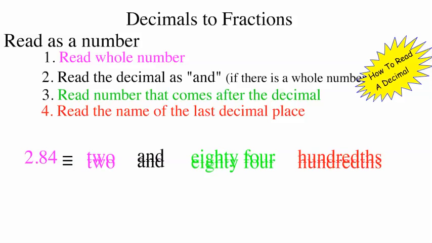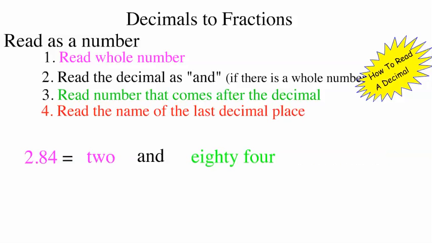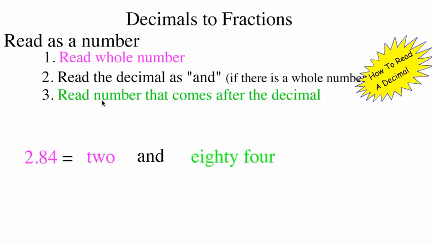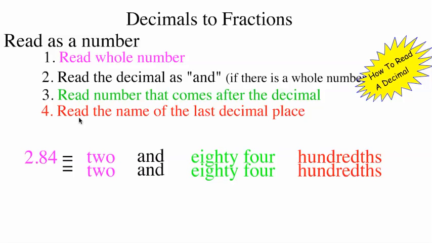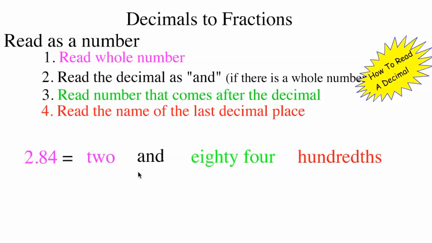Okay, step 3, whoops. Let's go back. Step 3, read the number that comes after the decimal. So 84, so 2 and 84. And then step 4, read the name of the last decimal place, 84 hundredths, so that's step 4. Okay, so 2 and 84 hundredths.